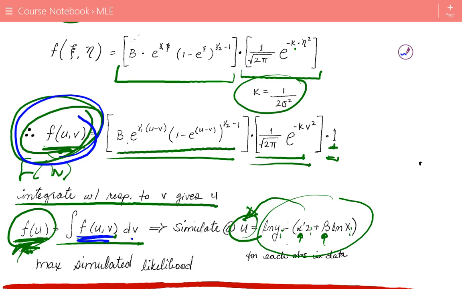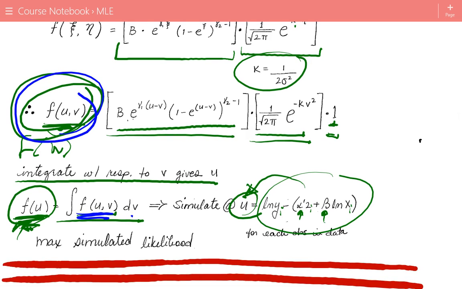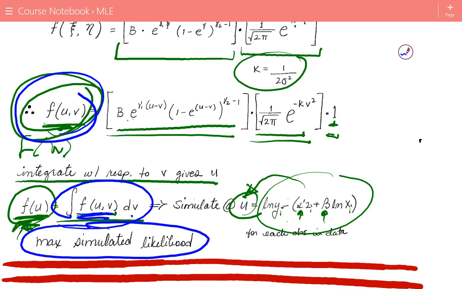Most likely I won't be able to do it in a closed form, but that's okay. From our last lecture, I will be able to do this integral using maximum simulated likelihood, because I will use Monte Carlo simulation to estimate this integral for everybody in the data set, depending on each of their values of u, which has to do with their values of y, z, x, and the current value of alpha and beta that the program is evaluating. So this would be a maximum simulated likelihood estimator.